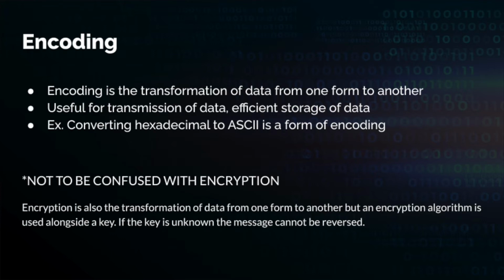Converting from different forms as such is also known as encoding. Encoding is the transformation of data from one form to another, and it's useful for transmission and efficient storage of data. For example, converting hexadecimal to ASCII is a form of encoding. In last week's workshop, we talked about cryptography and encryption, so encoding is not to be confused with encryption. Encryption is also the transformation of data from one form to another, but an encryption algorithm is used alongside a key, and if the key is unknown, the message cannot be reversed. In encoding, we don't have a key. We're simply transforming data from one form to another, and it can later be transformed back to its original form. It's easy to figure out what the original message was.